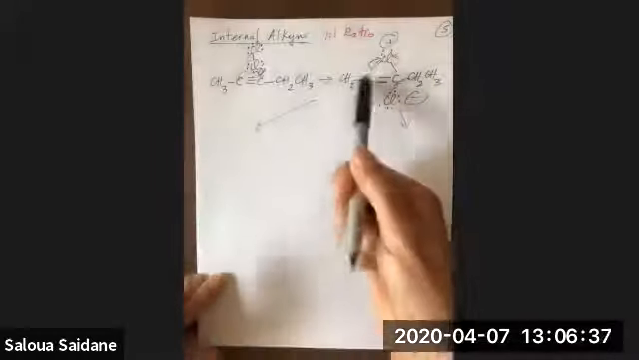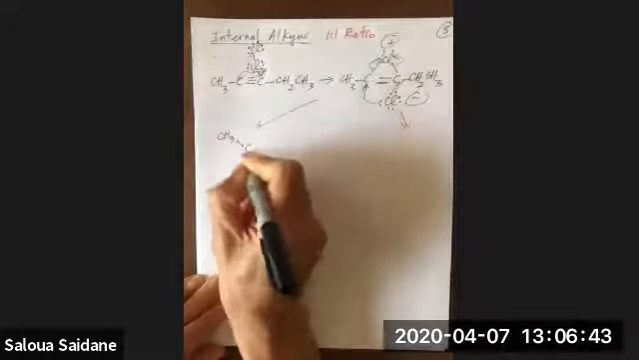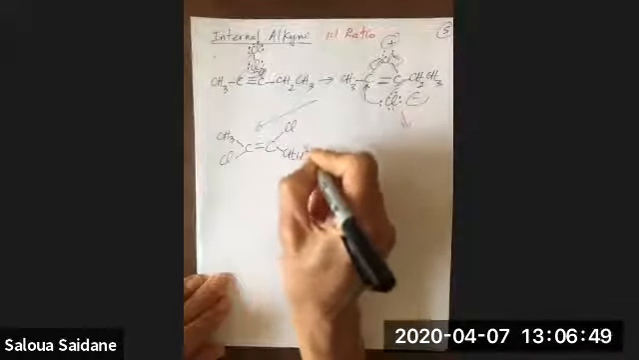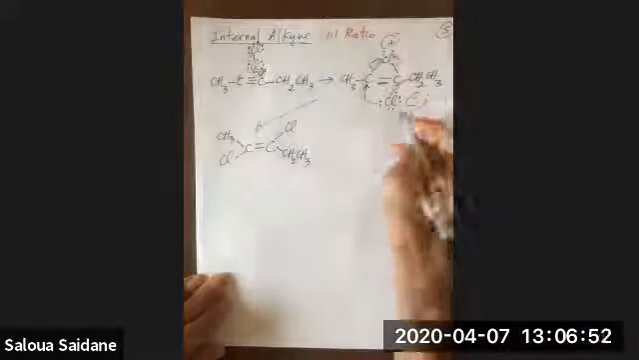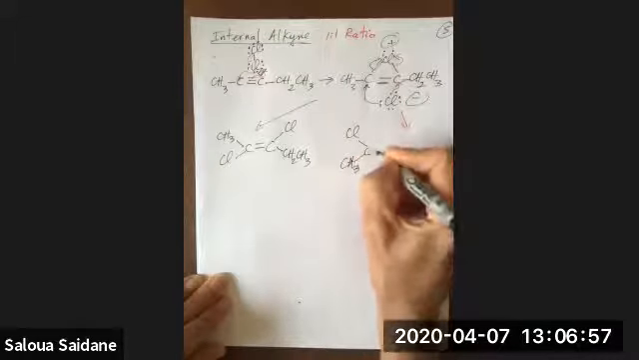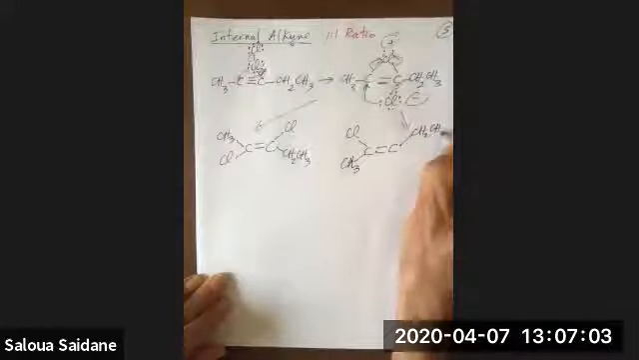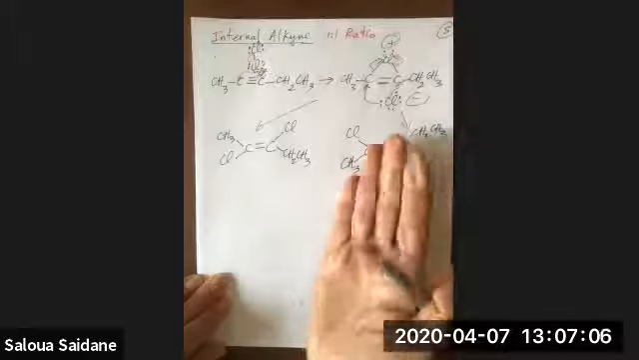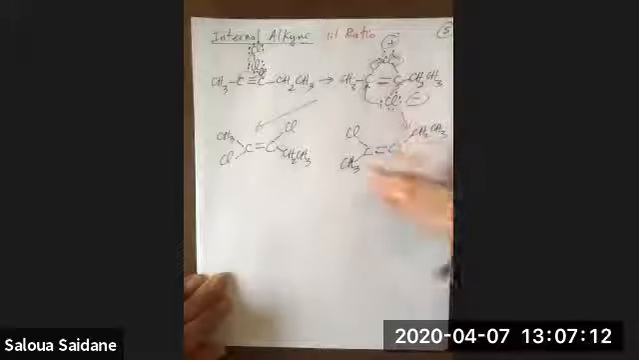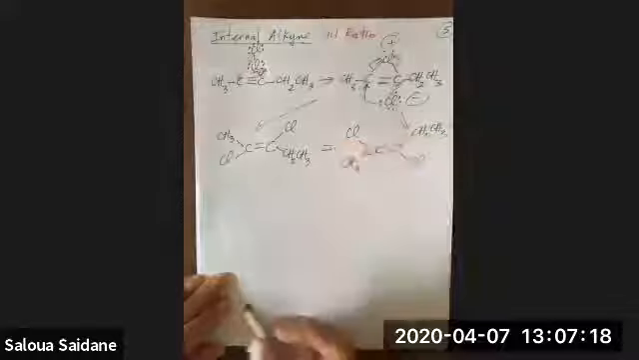So the green product would be CH3, C, Cl, C, Cl, CH2, CH3. The pink product would be C, Cl, CH3, C, CH2, CH3, Cl. So if you flip this 180, you get exactly the same. So it's the same product, okay? So it's exactly the same.